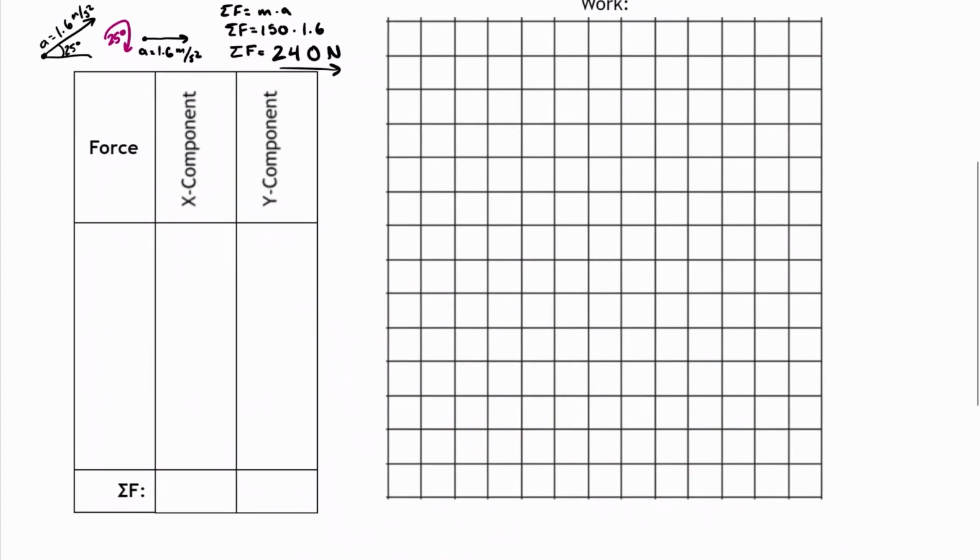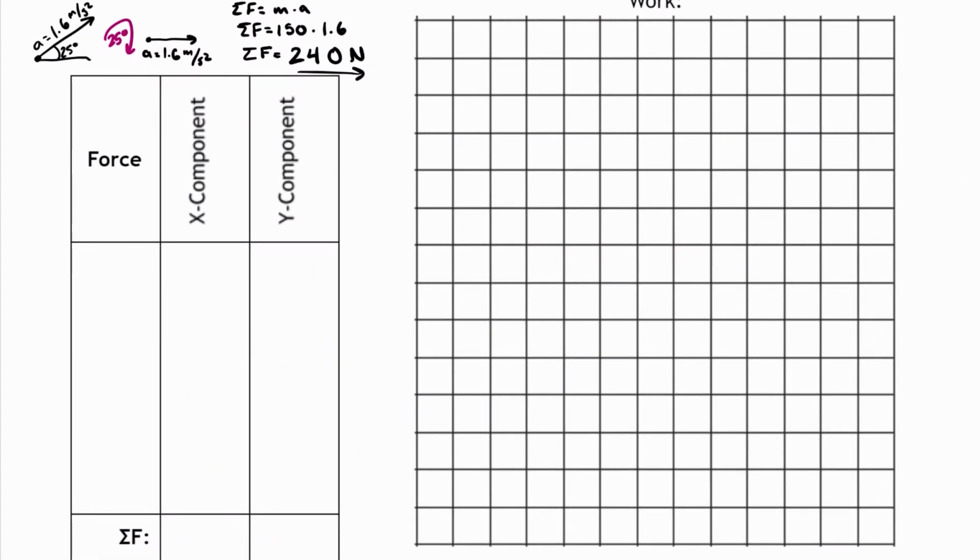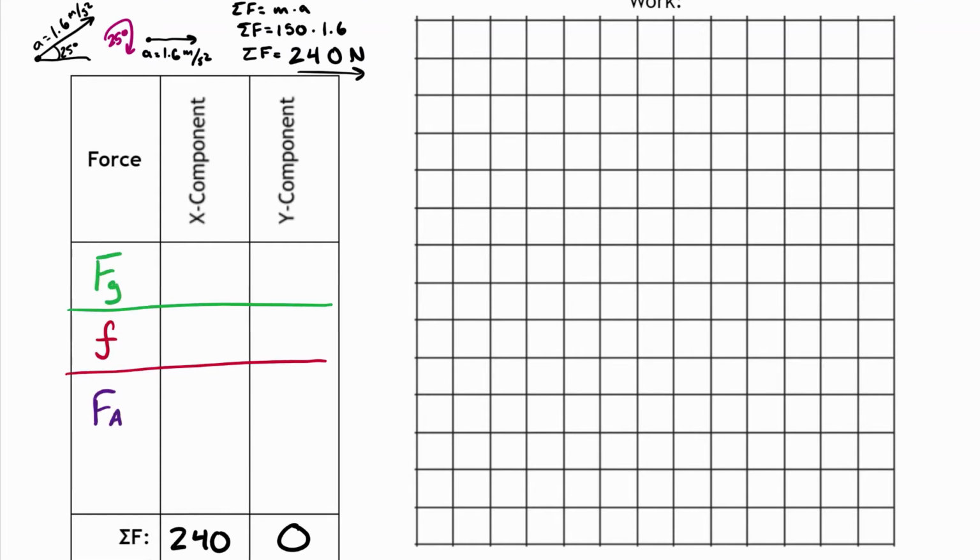Now we can start to fill in our force table. The net force in the x direction will be 240 newtons, but the net force in the y direction will be 0, because it's not moving perpendicular to the ramp, just parallel to the ramp. We have a force of gravity, a force of friction, an applied force, and a normal force. We can fill in the parts that we know will be 0. We can fill in our applied force, which we know is 1,000 newtons to the right.